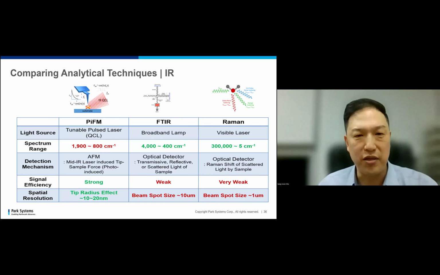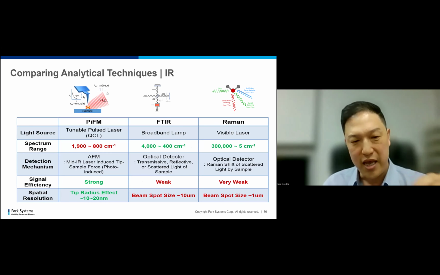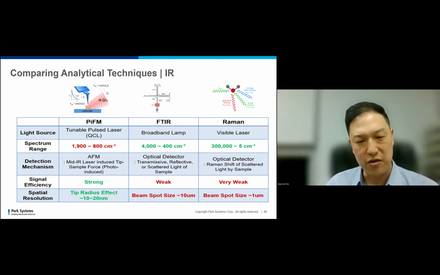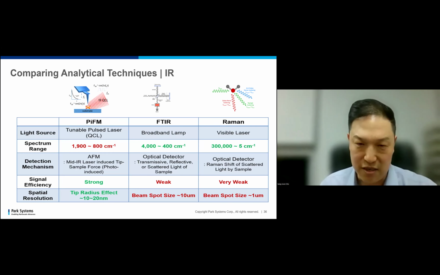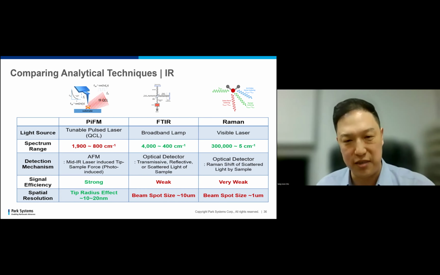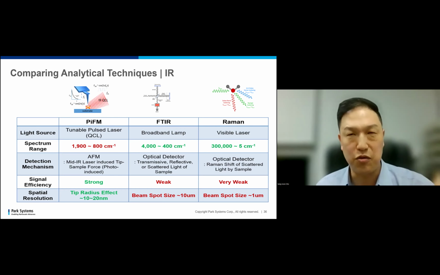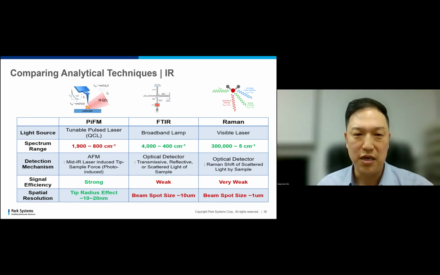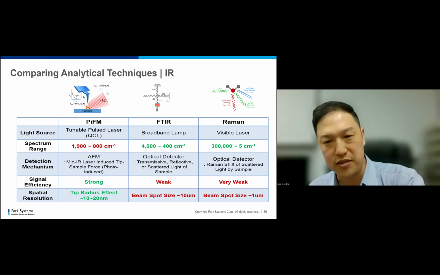So this is comparing analytic technology. You can see the signal is much higher compared to FTIR and Raman. And because the tip is the detector, we can easily go to 10 to 20 nanometer resolution and even lower. But with FTIR, because of the beam spot size, about 10 micrometers becomes the limit. But the spectrum range is a little bit limited compared to the other technologies, but it depends on what you require. So the laser can be changed to expand these spectra.